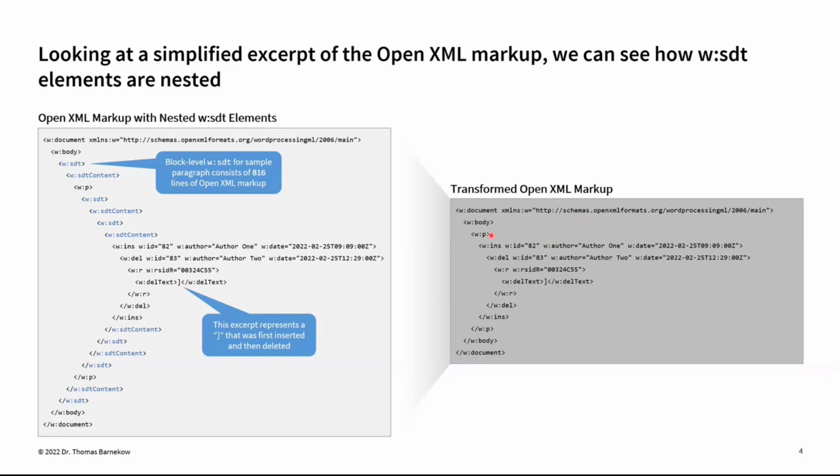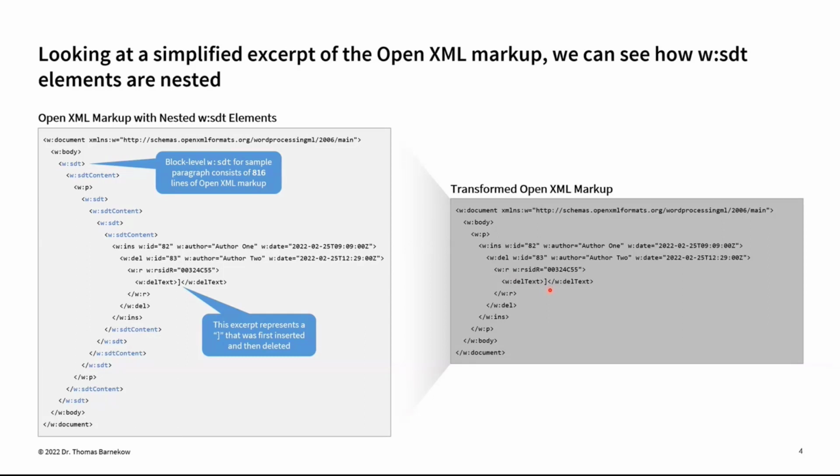This only has the paragraph with the inserted run, the deleted run, or the deletion marker, and then the actual run with the deleted text of a square bracket. So this was basically the task, to turn the left markup into the right markup.